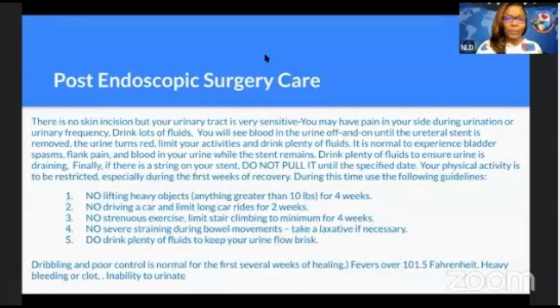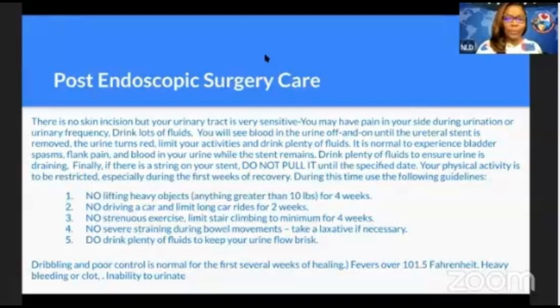No driving, and you want to limit long car rides for approximately 2 weeks. You want to do no strenuous exercises and limit stair climbing to a minimum for about 4 weeks. No severe straining during bowel movements. It's important that you're not straining even on an everyday basis.